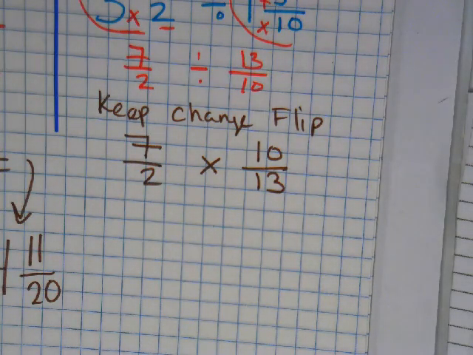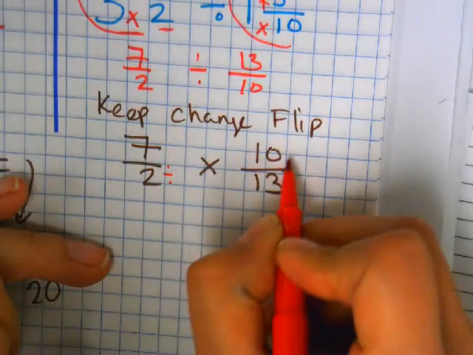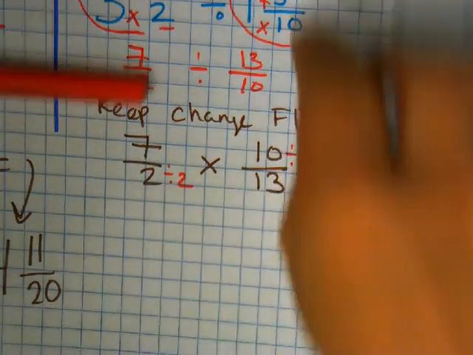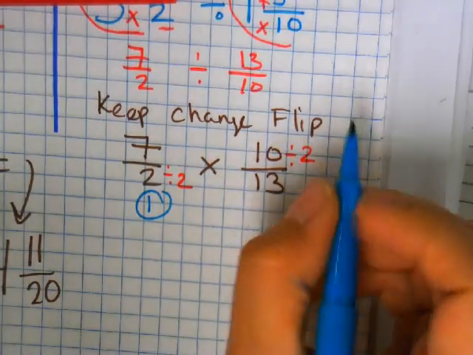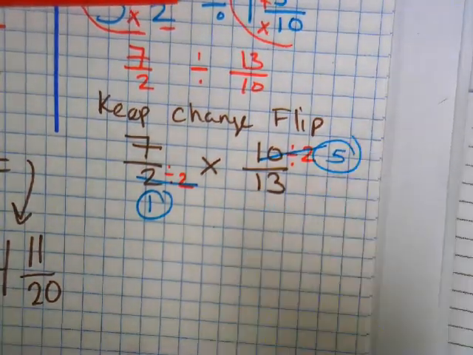Now, check your corners. Can you do something with the corners? Yes. If you don't, and you check your corners, you can still get the right answer. You just end up with really big numbers to simplify. And no one wants to deal with really big numbers. What can I divide 2 and 10 by? 2. All right, use the 2. What's 2 divided by 2? 1. What's 10 divided by 2? 5. Cross it out, becomes a 5, becomes a 1.